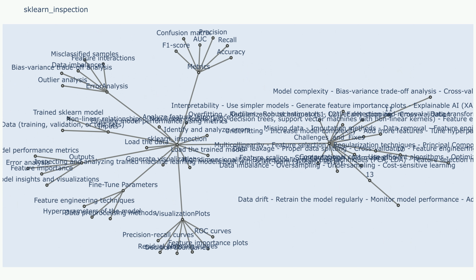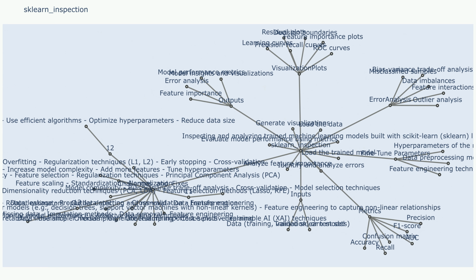Challenges and fixes. Challenge 1: overfitting. The model performs well on the training data but poorly on unseen data. Sample use case that resulted in challenge 1: a model trained on a limited dataset with complex features might learn patterns specific to the training data, leading to overfitting. Fixes to challenge 1: use regularization techniques, L1 and L2, to penalize complex models.